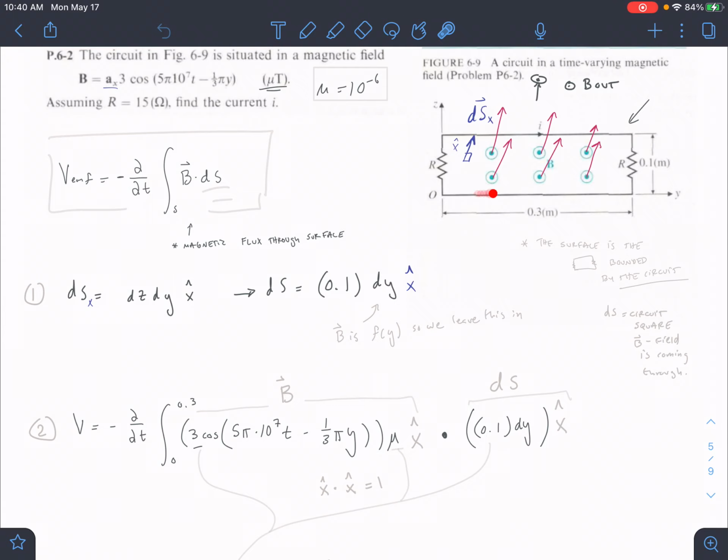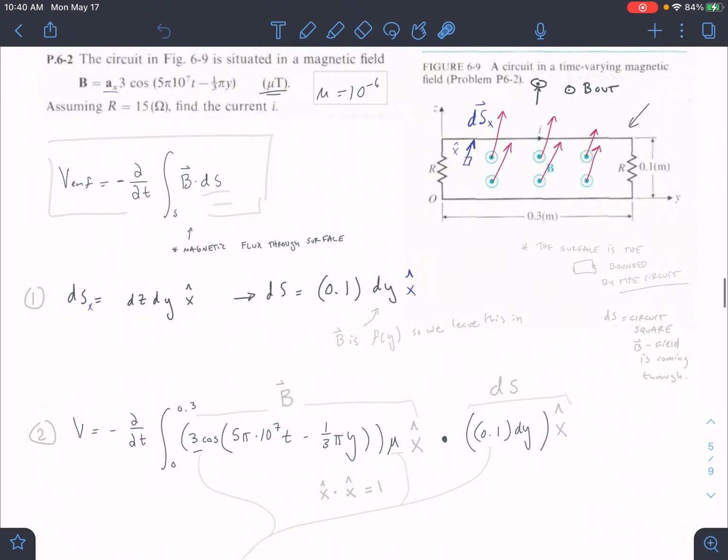But we're not going to sub out our y, because if we notice for our B field expression, we have a y in here. So B is a function of y, so we're going to leave this in, and we're going to integrate and then just bound from 0 to 0.3.